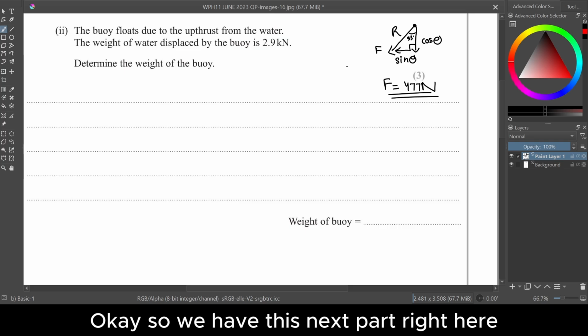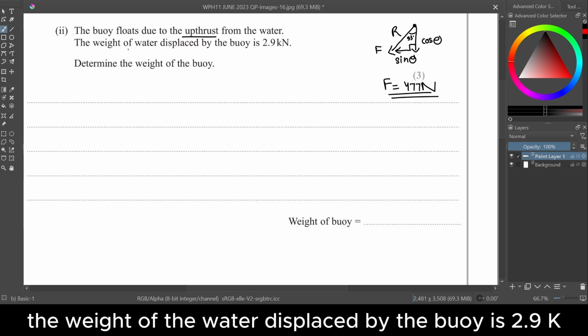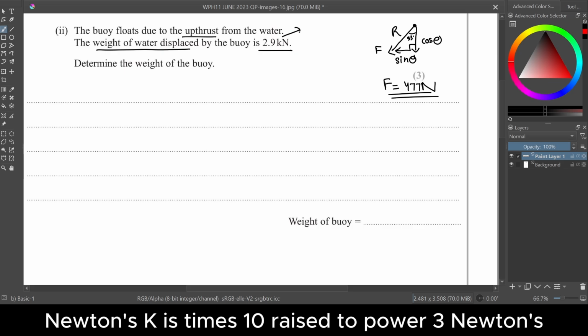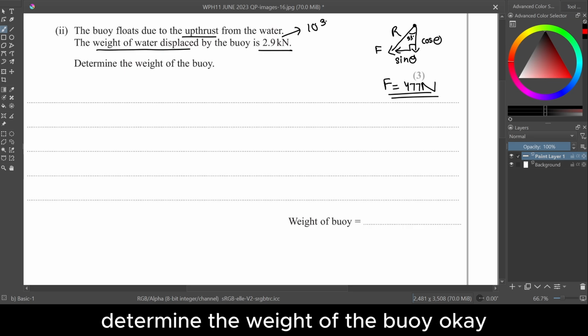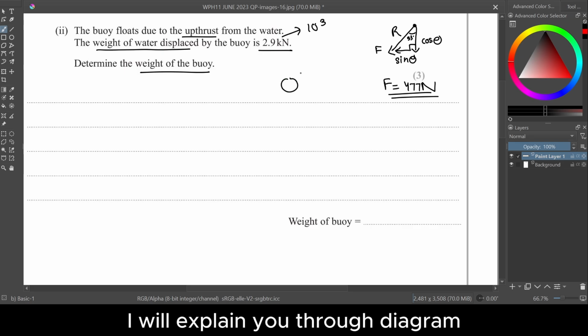Okay, so we have this next part right here. It says the buoy floats due to the upthrust from the water. The weight of the water displaced by the buoy is 2.9 k newtons. K is times 10 to the power 3 newtons. Determine the weight of the buoy. Okay, so it's a very simple question. We will use the diagram. I will explain you through the diagram.